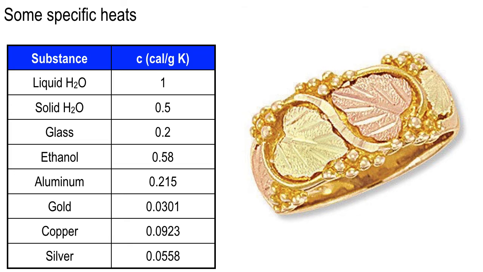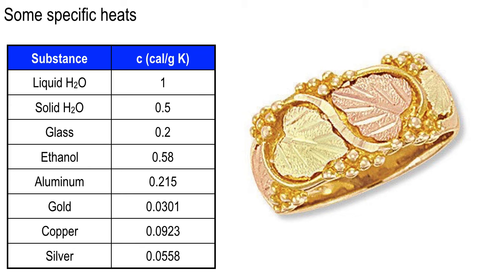Liquid H2O, solid H2O, we already talked about. Glass. That means if you have a gram of average glass, it takes on average 0.20 calories to raise the temperature of that glass by 1 Kelvin. Ethanol, this is a liquid, ethyl alcohol, 0.58 calories per gram per Kelvin. Aluminum, 0.215. Gold, copper, silver. So you can see from this table that every substance is a little bit different.